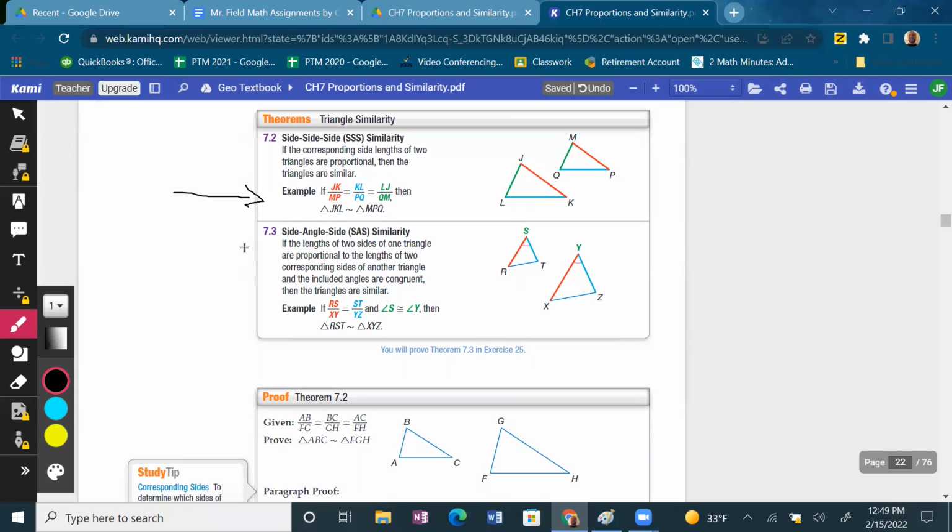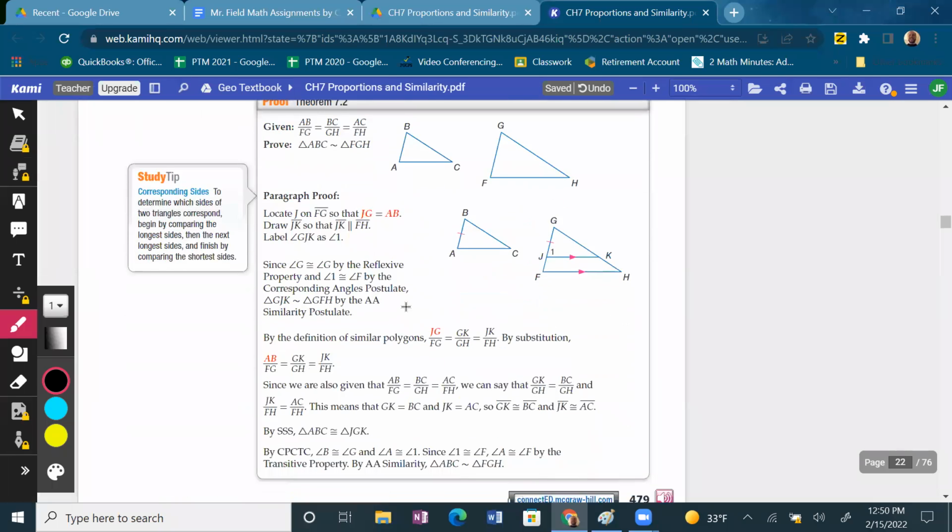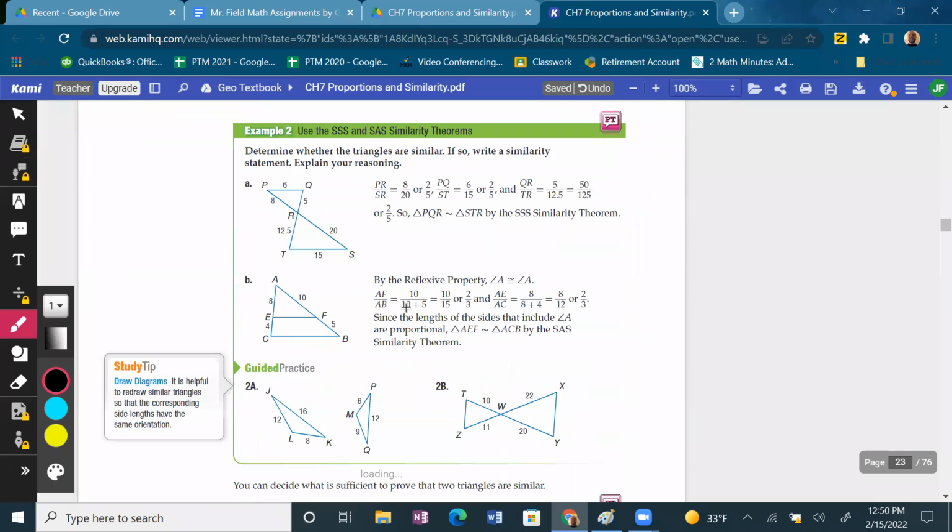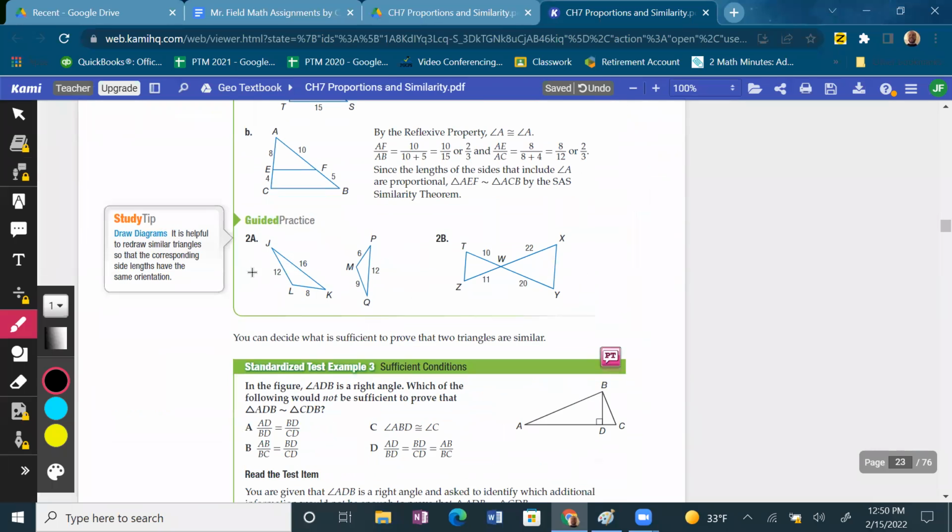Okay, side similarity. If we know all the side lengths, all 6, then we can divide them and find that they all have the same ratio. The triangles are similar. And also side-angle-side similarity. If we have 2 side ratios and an included angle that is congruent, then we know the triangles are similar. All right, so there's a proof. Don't worry about that.